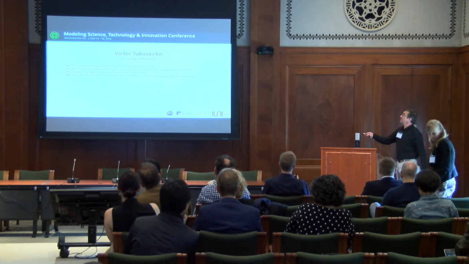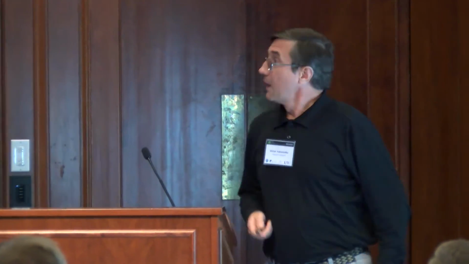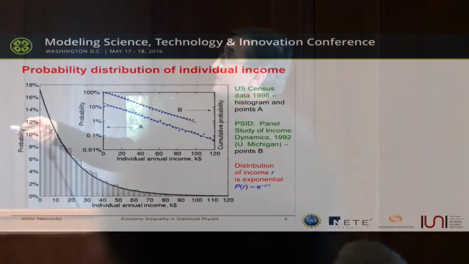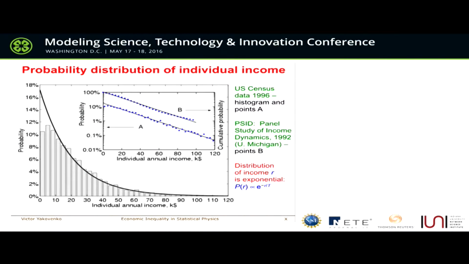Yes, so I'm a professor of physics at the University of Maryland, and I apply ideas and methods of statistical physics to study economic inequality. It's between physics and economics, called econophysics sometimes. Specifically, income inequality is a big subject these days, discussed in presidential campaigns, etc. But what actually is the distribution of income? So we downloaded what data tells us about it.